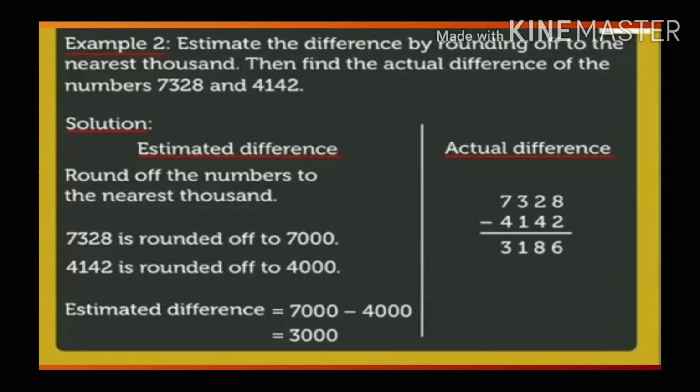After that, let's see what the actual difference is. The actual difference of 7328 minus 4142 is 3186, and we can see 3186, which is the actual difference, is quite close to 3000, which is the estimated difference. Hope you all understood this.